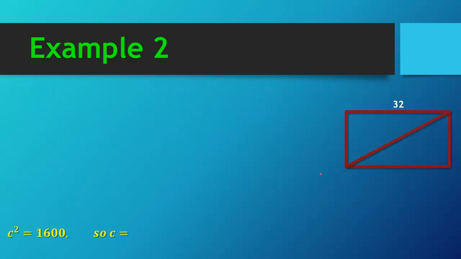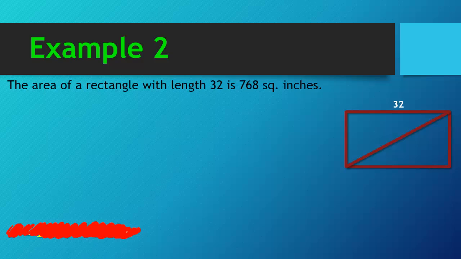All right, second example. I'll forget all this for a minute here. Let's cross all that out. All right. A rectangle has a length of 32, okay, and the area is 768 square inches. So we need to find the length of the diagonal of the rectangle. It's not as easy as we thought.